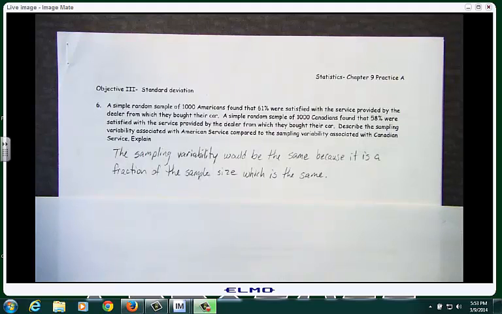In this problem, they're asking us about the sampling variability of two different samples. These two samples are both the same size, 1,000 Americans and 1,000 Canadians. Therefore, their sampling variability would be the same because it is a fraction of the sample size, which is also the same.